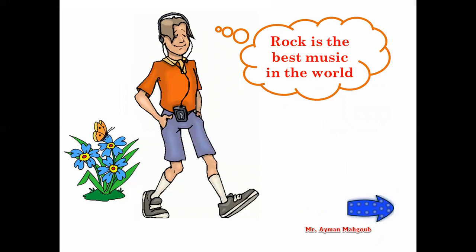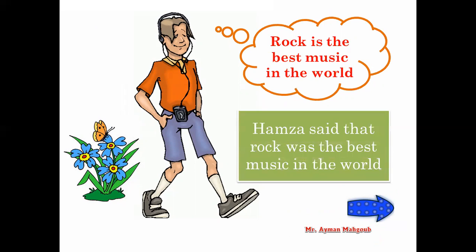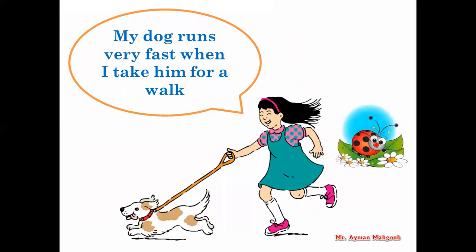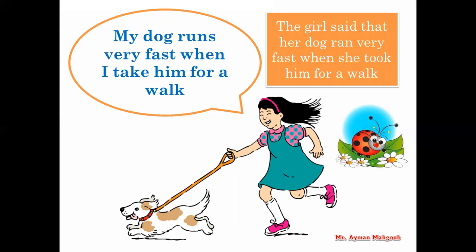"Rock is the best music in the world." Hamza said that, okay, rock was instead of is the best music in the world. "My dog runs very fast when I take him for a walk." The girl said that her dog instead of my dog, her dog ran instead of runs very fast when she instead of I took instead of take him for a walk.